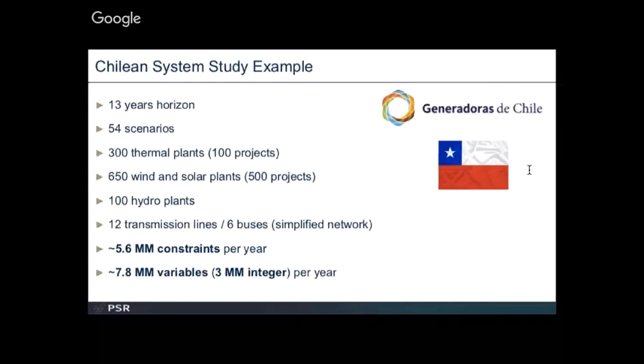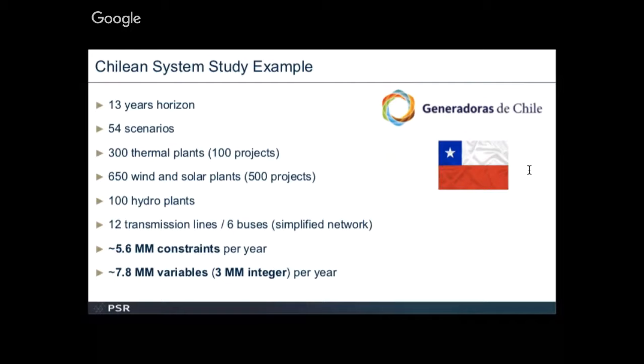I'll just show some results of the Chilean study. We had a 13-year horizon in this study, with 54 scenarios, lots of thermal plants, lots of wind and solar plants, lots of hydro plants, and a simplified network.